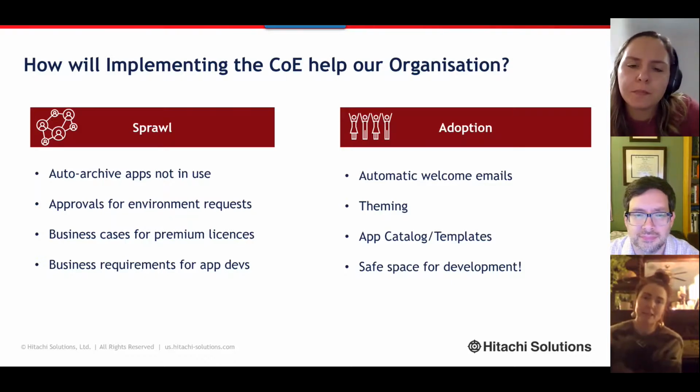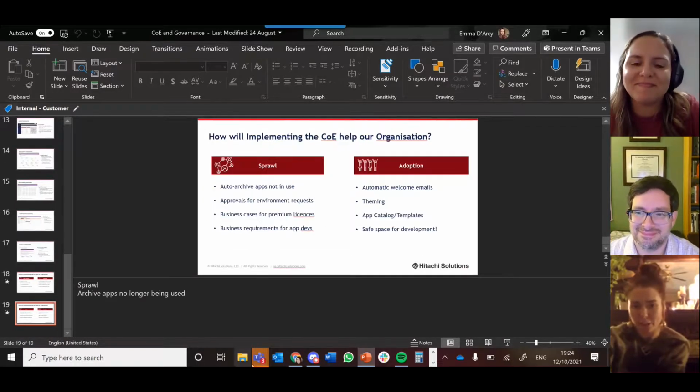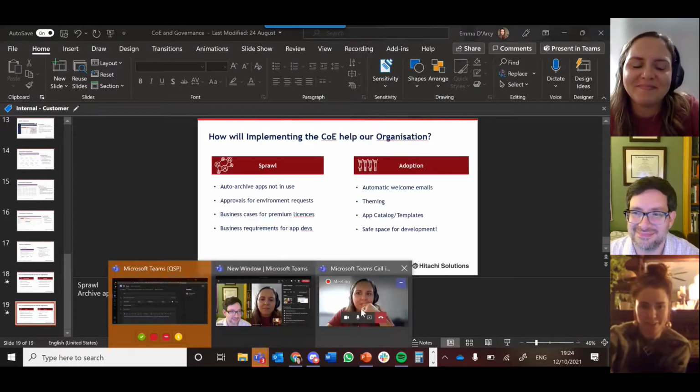And finally, adoption as well. As we mentioned, app catalogs and templates are something that we can do. And ensuring that you just have a safe space for development really helps ensure adoption, allow people to grow and create and see what they can do. And that is my entire presentation. And hopefully I didn't go over time, I'm not sure.